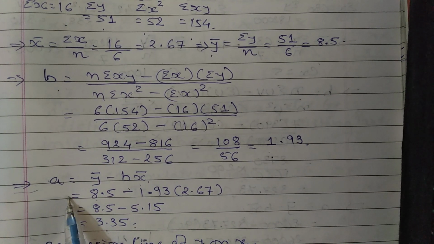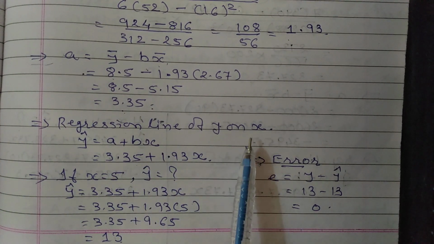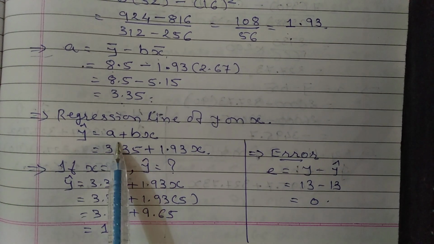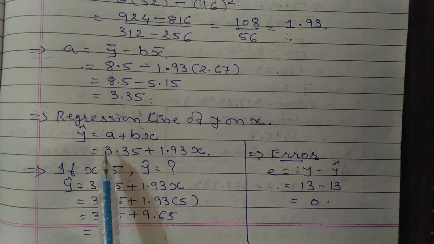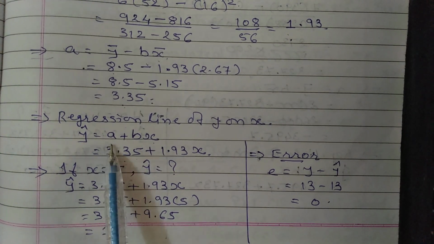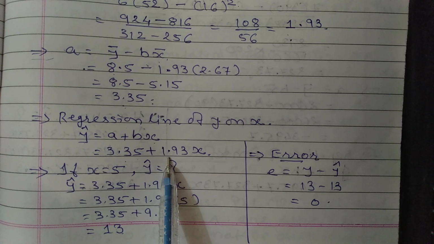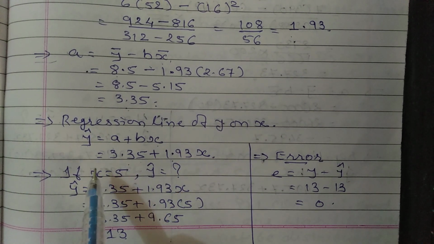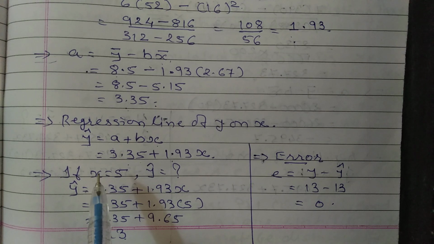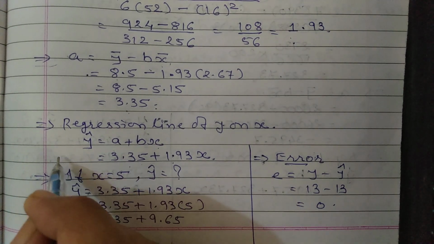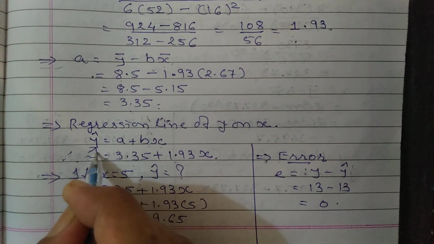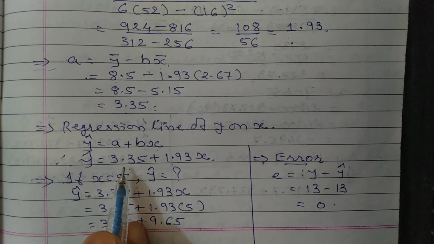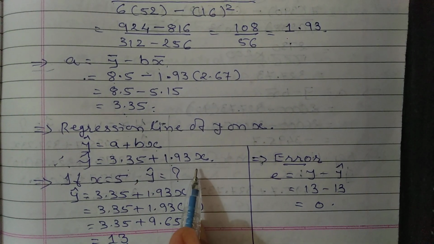You have to find the equation, and the equation is y cap is equal to A plus BX. That means the regression line of y on x is y cap is equal to A plus BX, that is 3.35, which is A, plus B, 1.93, into x. Any equation will always include y and x. That's why the regression equation would be y cap is equal to 3.35 plus 1.93 x.